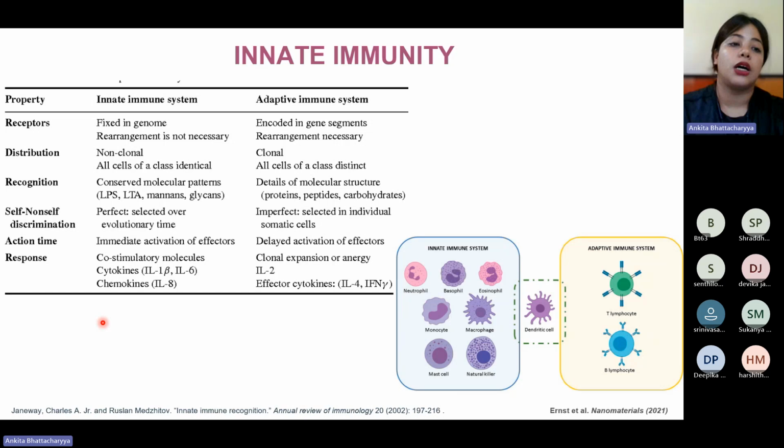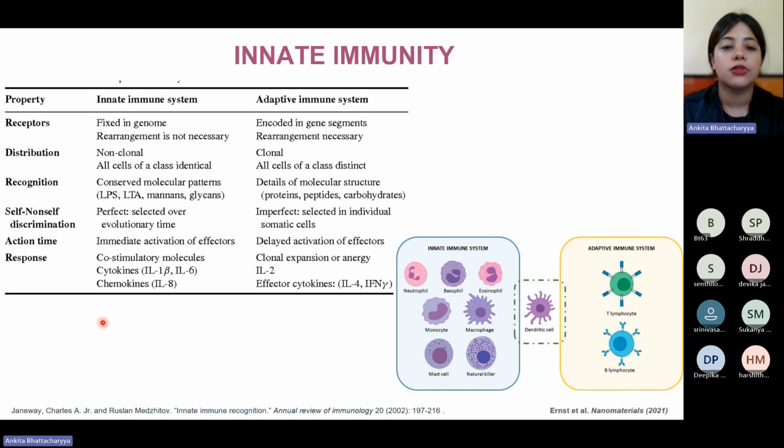Coming to the distribution, the innate immune system is non-clonal, which means that all cells of a particular class are identical. The adaptive immune system has clonal cells where each subclass has distinct receptors, and they can be clustered based on the type of receptors that they have. Third comes recognition. The innate immune system is able to recognize some conserved molecular patterns, like we just talked about the different pattern recognition receptors which operate in that case. Here you see some examples: LPS is for the lipopolysaccharide layer, LTA is lipoteichoic acid. These are basically small antigens or small surface molecules which are present on different types of microbes.